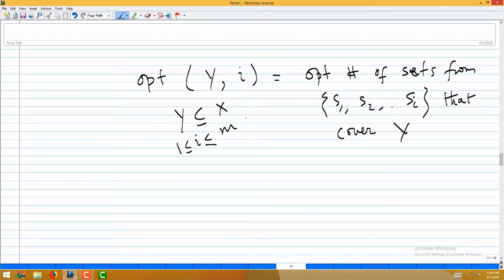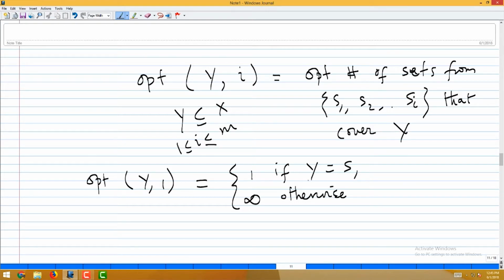So, what will be the base case? Suppose i is 1, then what is it? Opt of Y comma 1 would be, I want the number of sets, 1 always. S1 may or may not cover Y, otherwise 0. Somehow you want to say that if you cannot cover it, you put infinity, because it is a minimization problem. So, this would be 1 if Y is equal to S1 and infinity otherwise.